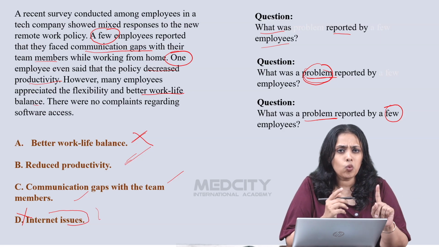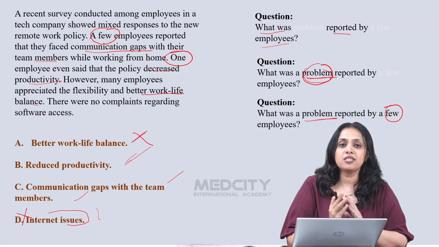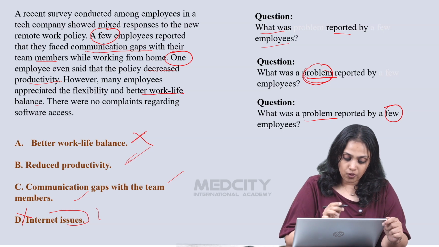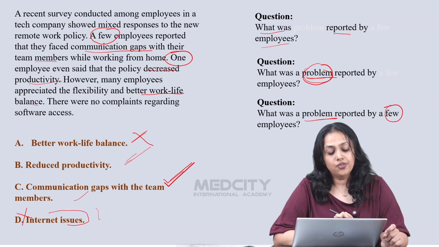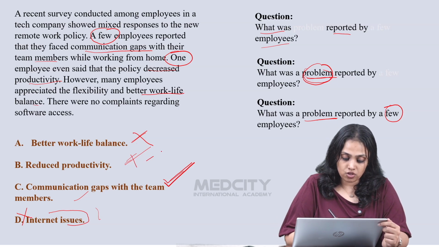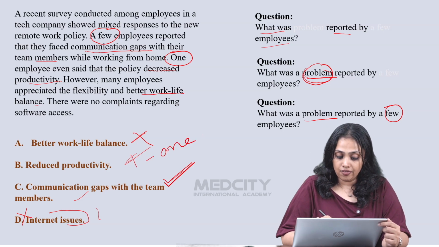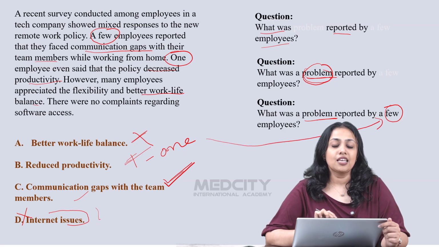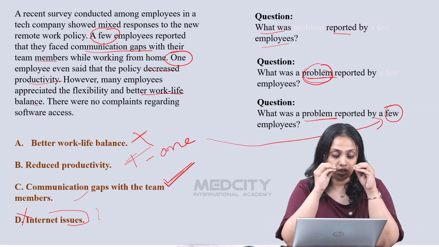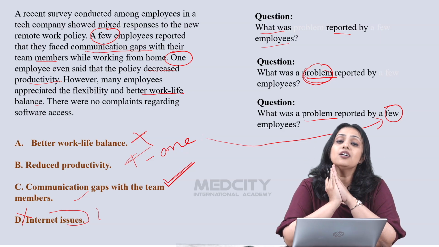So can we relate one to a few? No. One can never be said as a few. So with that point, we conclude that our answer is the communication gap with the team members, because reduced productivity was just reported by one employee and the question asks for what was reported by a few employees. That is how you need to narrow down to the right answer.